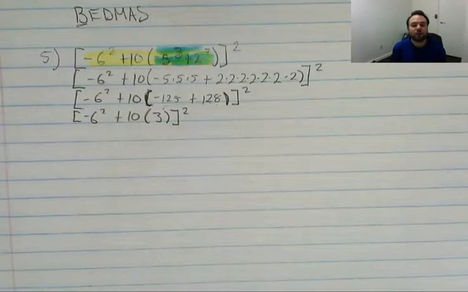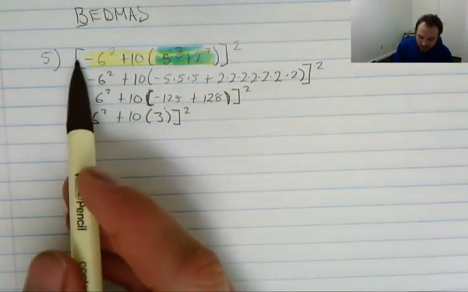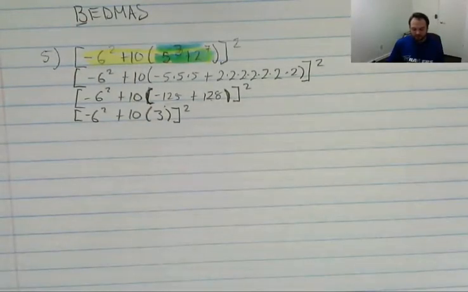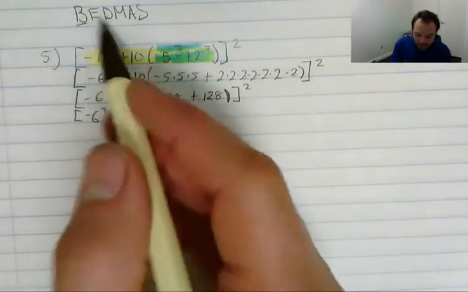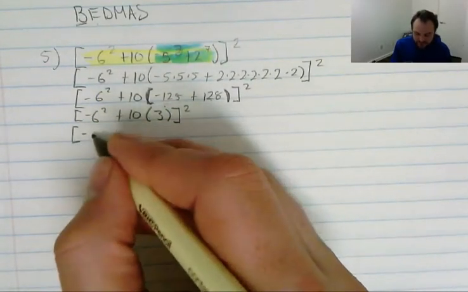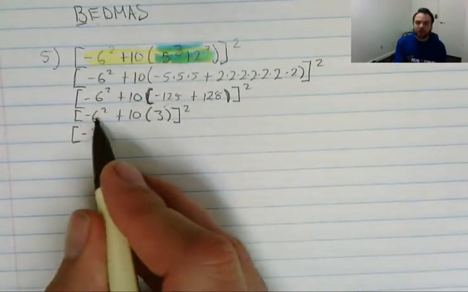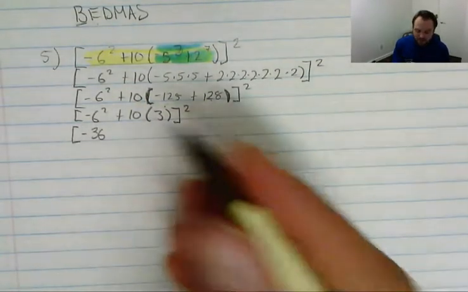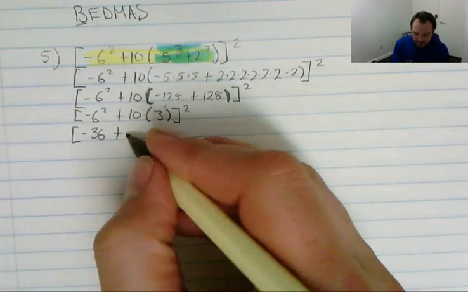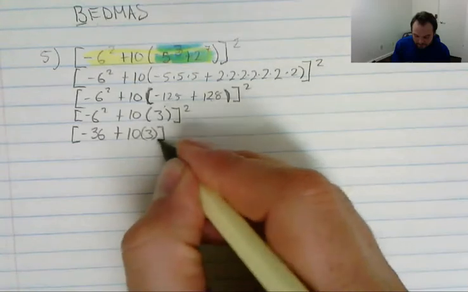Now we're going to have to look at my next part. We're done all this first bracket here that was green. Now we're working on this part here, all the yellow. Well, in that yellow, I have, once again, exponents. So I'm going to do my exponents. That's -6 squared is -36, because the negative's not squared here, only the 6. Okay? Now I'm going to go plus 10 times 3. Okay? And that's all going to be squared.